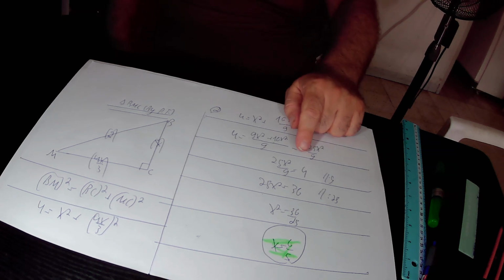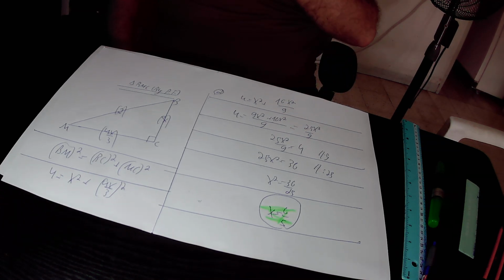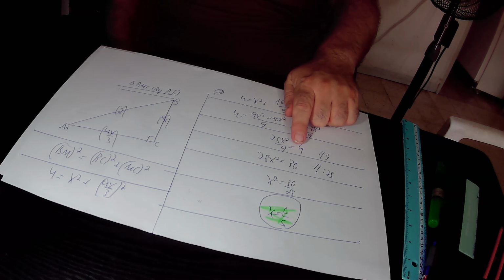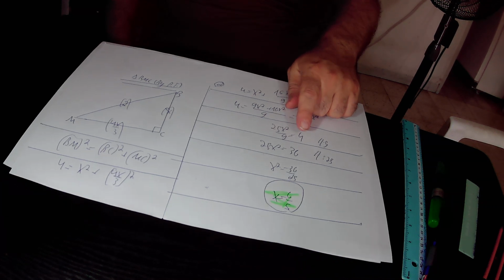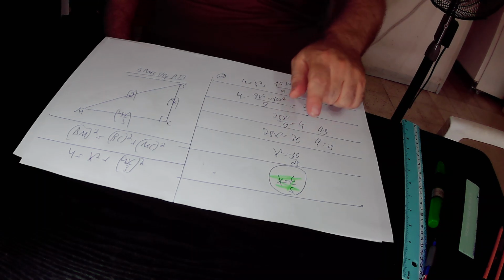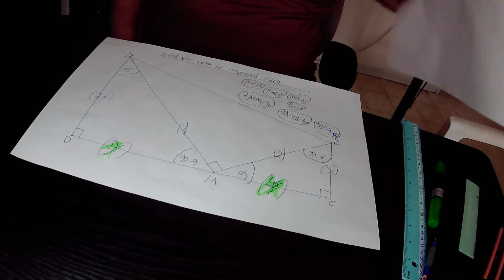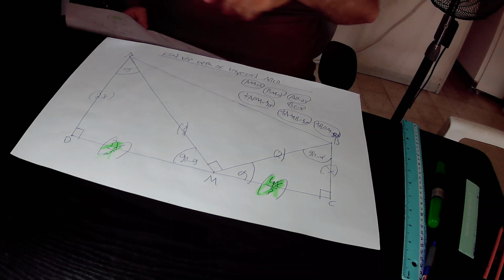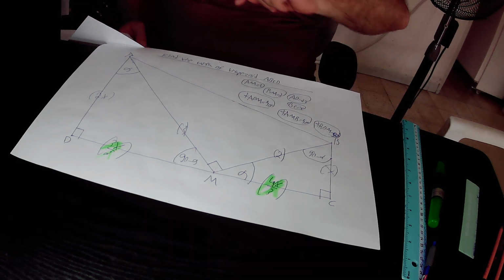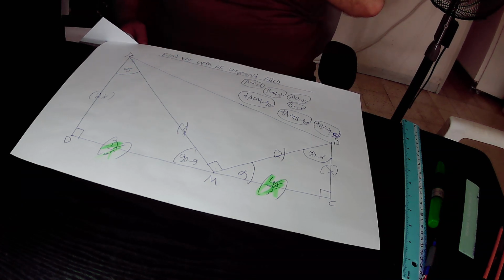Here we multiply this equation by 9 and finally found that 25x squared equals 4 times 9, that is 36. So x squared equals 36 over 25. Here we took the square root of this equation and finally found that x equals the square root of 36, that is 6, over the square root of 25, that is 5. So in total, x equals 6 fifths. So BC equals x, which equals 6 fifths, and AD equals 2x, so it equals 2 times 6 fifths.